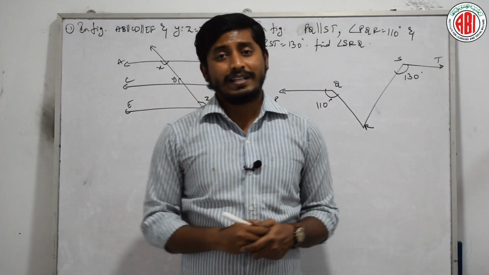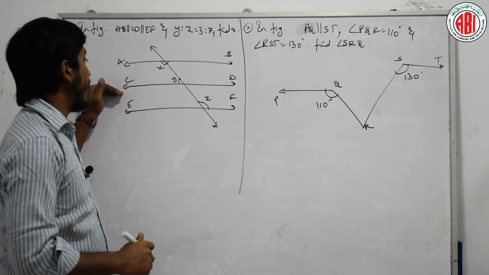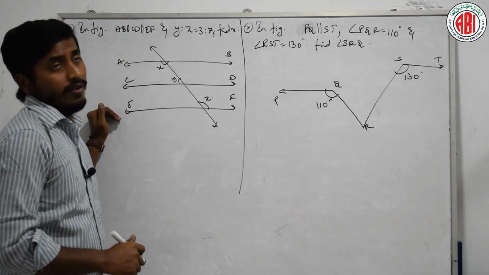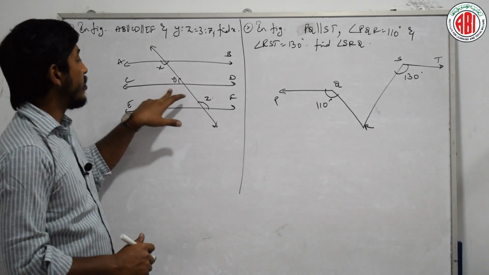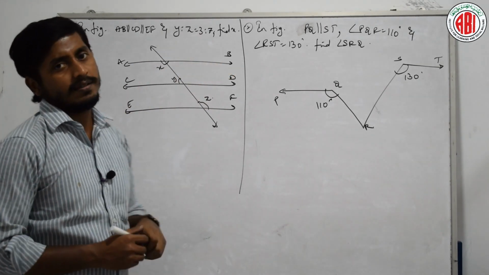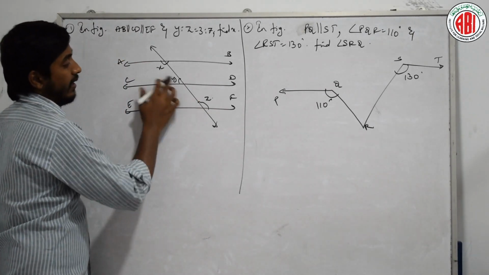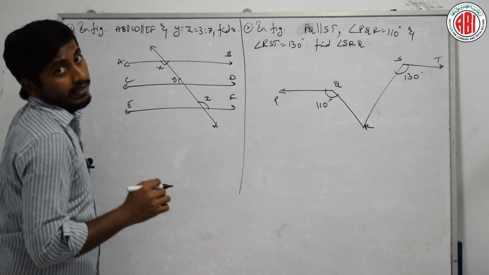Let's do. Look at this question here. He gave, in this figure, he is telling that AB is parallel to CD is parallel to EF. Okay. Then he is telling the ratio between Y and Z is 3:7. He is asking us to find the value of X. How do we find? Tell me. Here Y and Z, the ratio is 3:7.